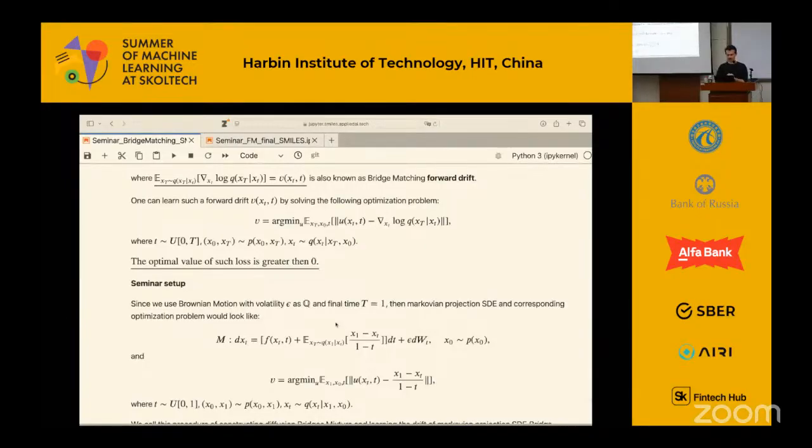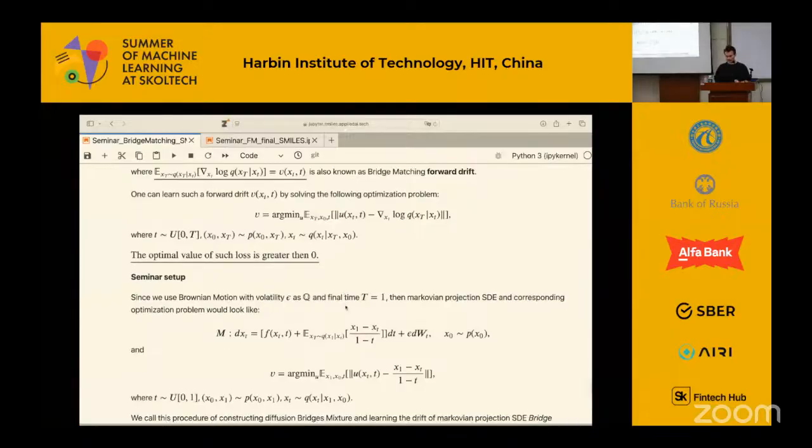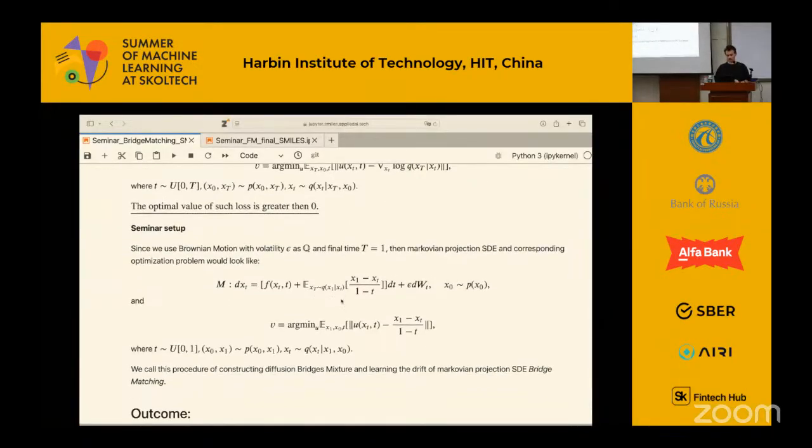And one of the things that I should mention is that, again, just as in flow matching's case, despite this problem being a regression problem, the minimum of this loss is not 0. It is greater than 0. And compared to the flow matching case, where we could find a case where the optimal value of this loss would be 0, it is not possible in bridge matching's case. In bridge matching case, it would be always greater than 0.